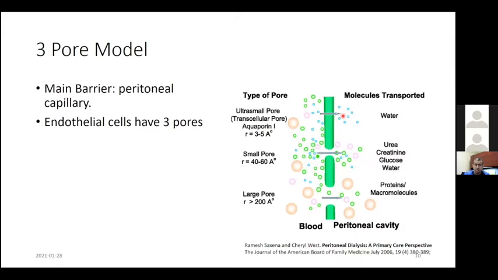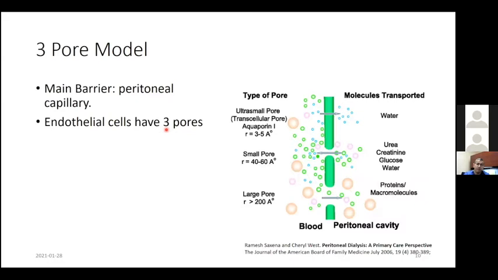This is important because if only water comes out, that means all the other stuff is retained here. And this predominantly works for ultrafiltration. Okay. The clearance happens from these two, the small pore and the large pore. All these three pores will be in the endothelial cells, and there is also some transport which happens through the paracellular ways.